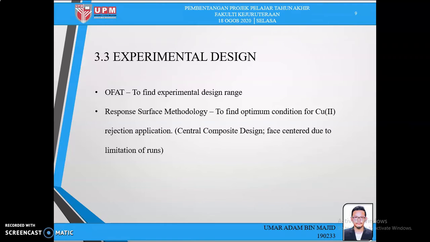So for experimental design, we use one factor at a time to find the design range, and we use the response of RSM to find the optimum condition, where we use CCD for the computer design, and also face-centered due to limited runs, where we could reduce the number of center points for the experimental design.